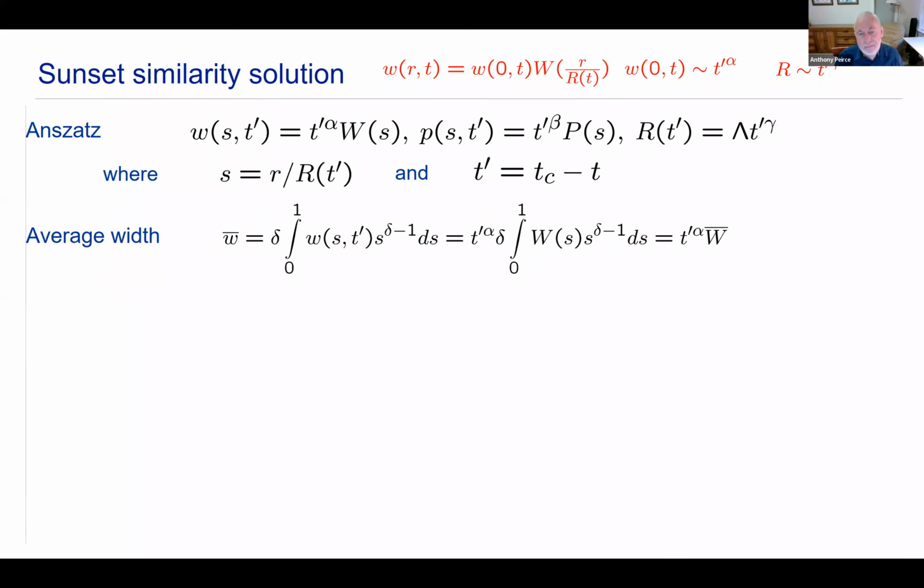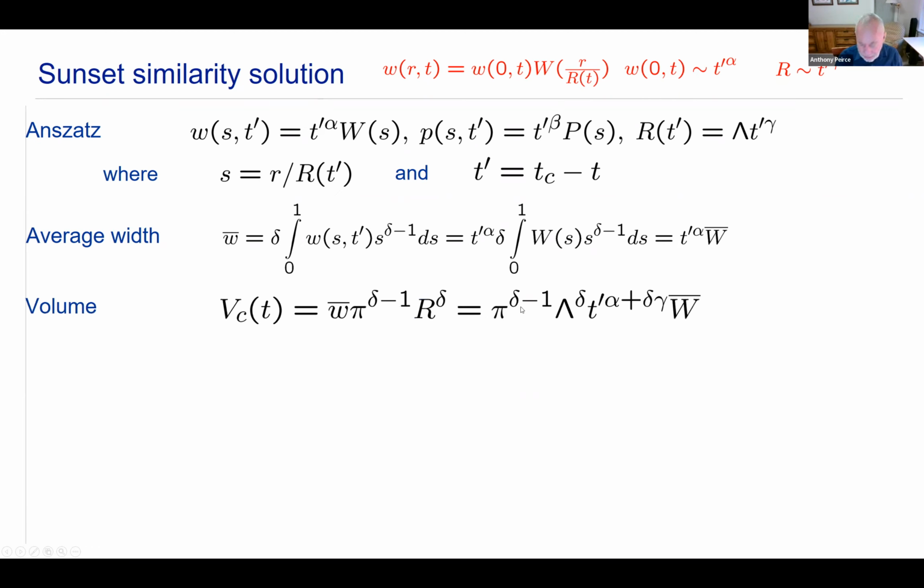Okay. So some quantities that we can calculate given this universal function. We just integrate and take the average width, and we can rewrite it in terms of these variables like this. And W bar is the average width of this universal function. We can calculate the volume. Basically, it's pi r squared times the average width gives you the volume. And that has this manifestation.